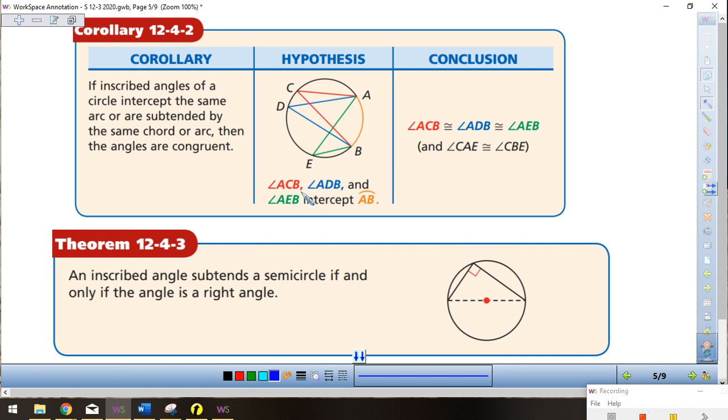The other one is if an inscribed angle subtends a semicircle, meaning if an inscribed angle's endpoints lie on the diameter, then that angle is a right angle. If you think about it, half of a circle is 180, and half of 180 would be 90. Okay? And you can kind of tell it creates a right angle there. So again, if the endpoints of your inscribed angle are on a diameter, your angle is equal to 90 degrees.